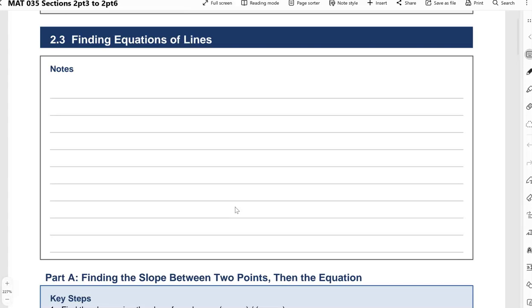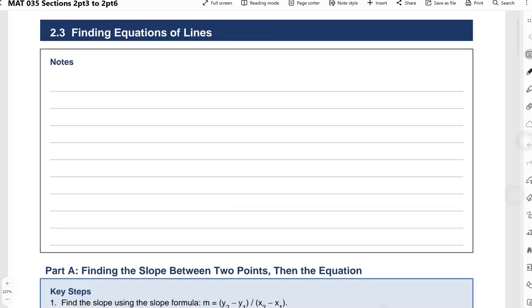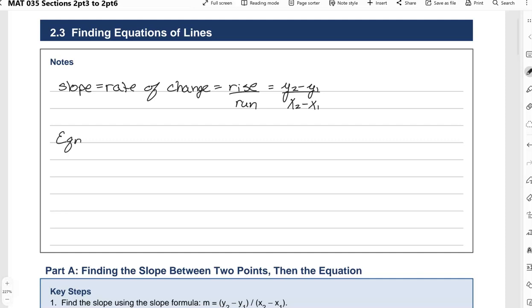In this video we are going to focus on finding equations of lines and then graphing them. So we're going to start out with how do we find slope? Slope is really a rate of change. We can think about it as the rise over the run. So it's going to be the difference in the y value, so it's going to be y2 minus y1 over x2 minus x1. And once we know slope and we know a point, then we can find the equation of a line.